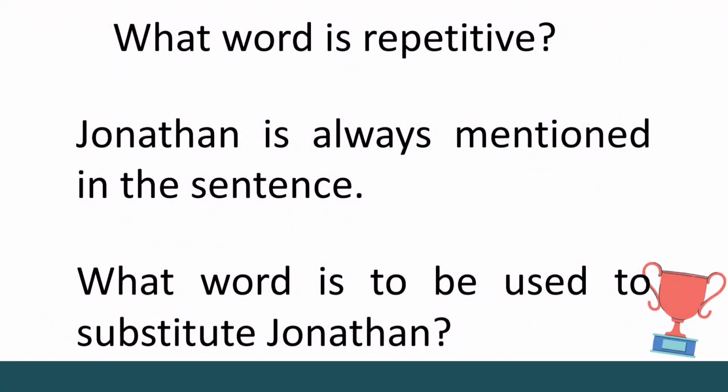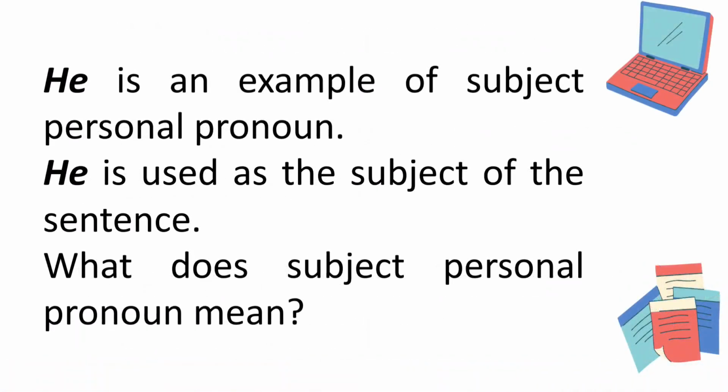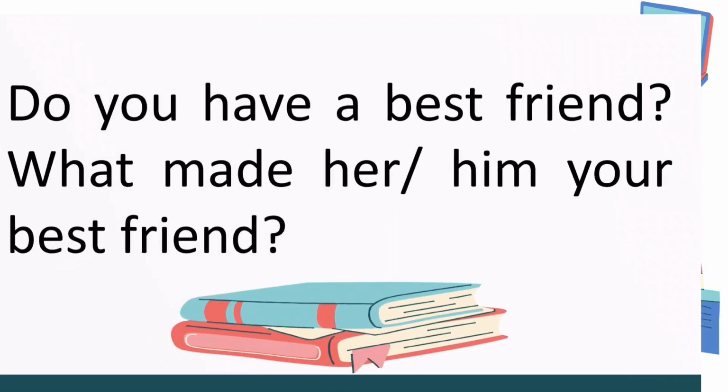Now, what word is repetitive? That's right. Jonathan is always mentioned in the sentence. Now, what word is to be used to substitute Jonathan? The answer is he. He is an example of a subject personal pronoun. He is used as the subject of the sentence. Now, what does subject personal mean?